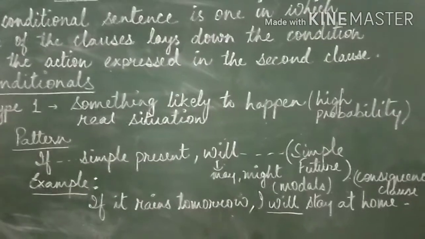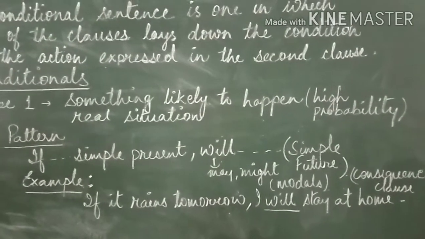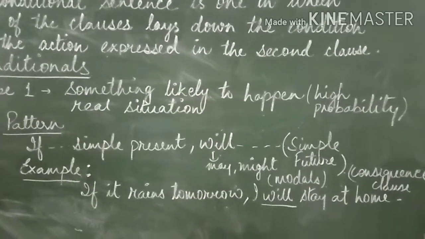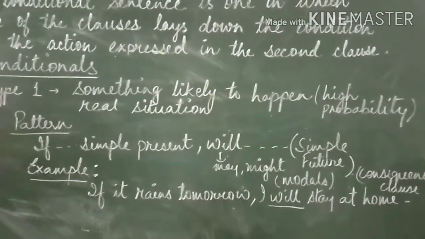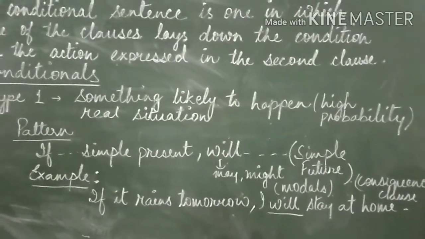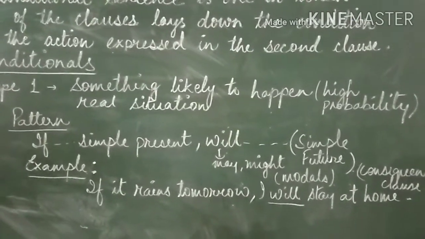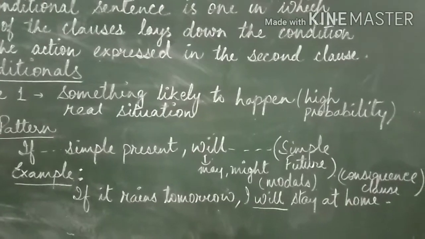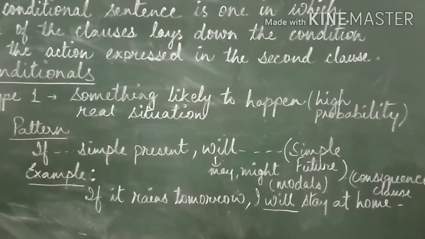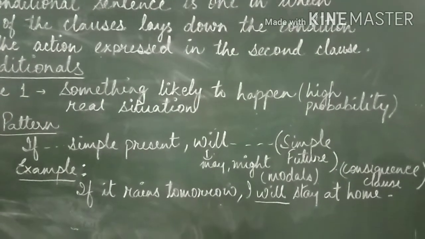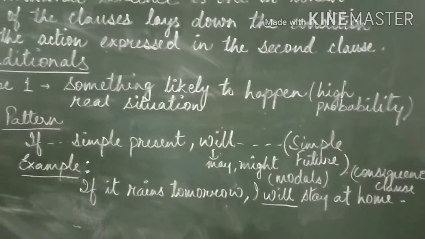So, the conditional clause is 'if it rains tomorrow'. Here it is used in simple present tense, but it's talking about the future. If it rains tomorrow, it has not yet come. I will stay at home. The condition is, the consequence will be, the result will be that if it rains, I will stay at home. The result is, I will stay at home.